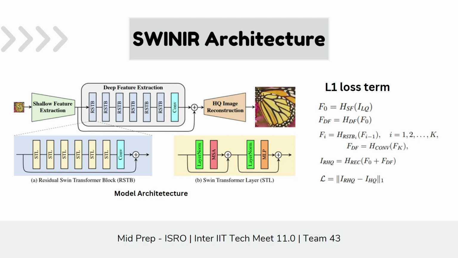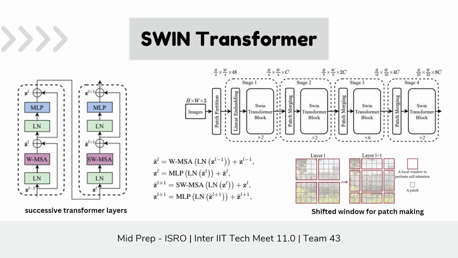Now I would like to explain the Swin transformer layer. The Swin transformer architecture consists of using shifted windows between two successive transformer layers. As you can see in the diagram, the Swin transformer layer consists of two layer norm layers, one MLP layer and a multi self attention mechanism layer.